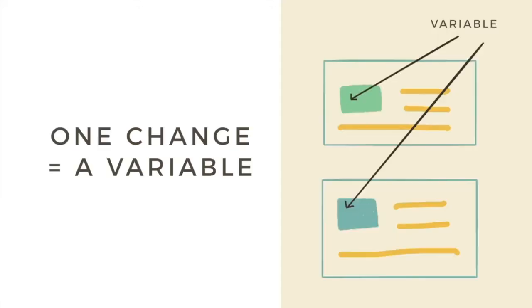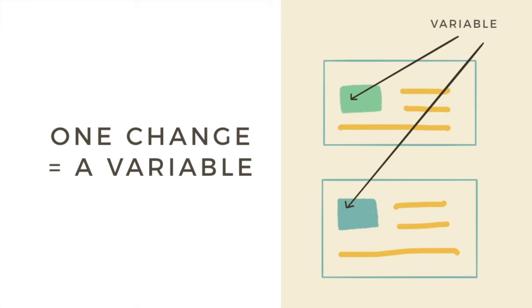Just so we're clear on something, a variable for my purposes is one change between two forms. So you can see these two forms here look the same. They both have the blue outline, the yellow text, but one has a green box and one has a blue box. So that difference is a variable.